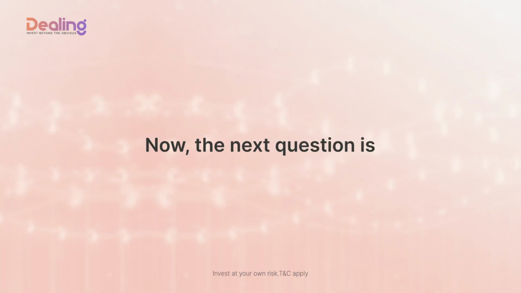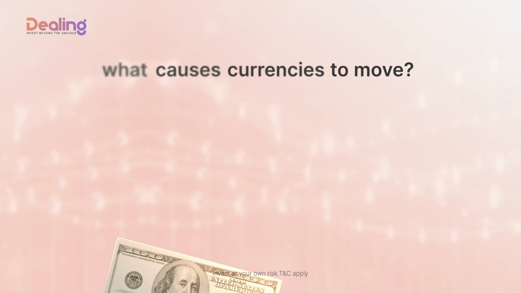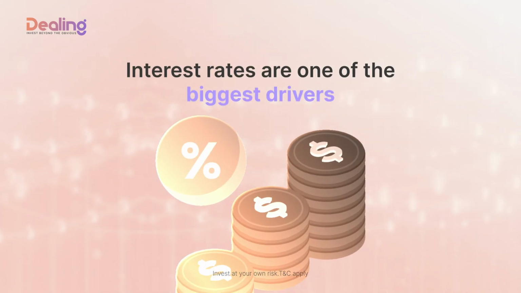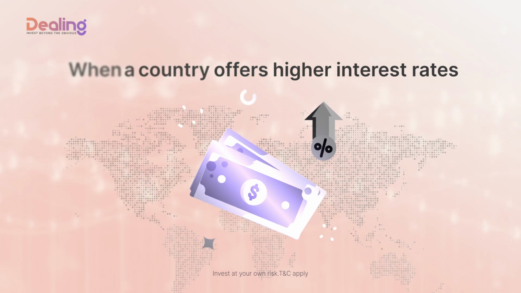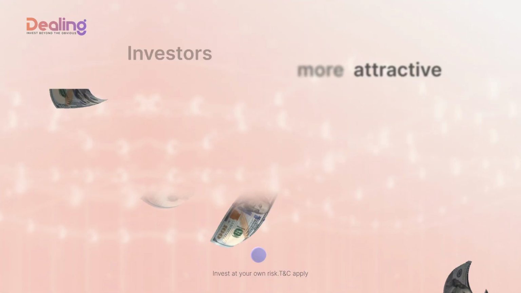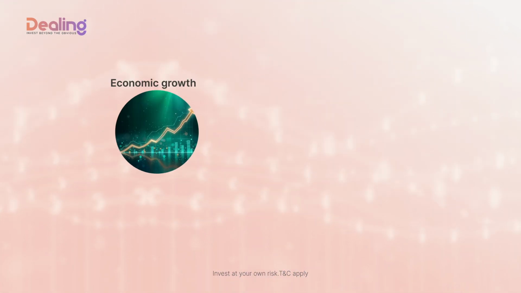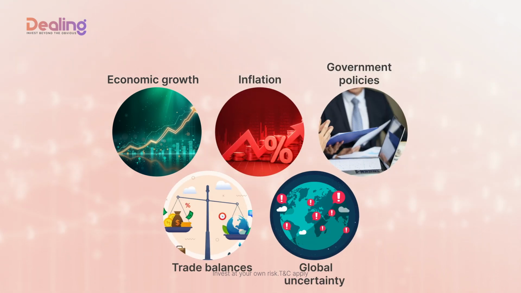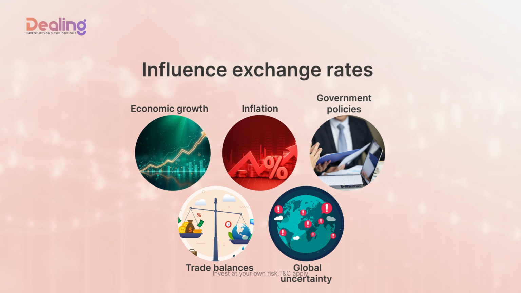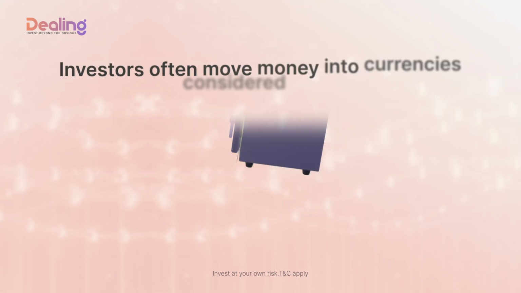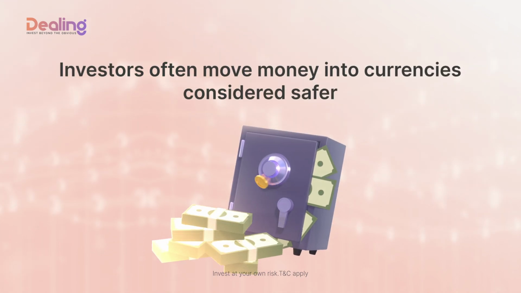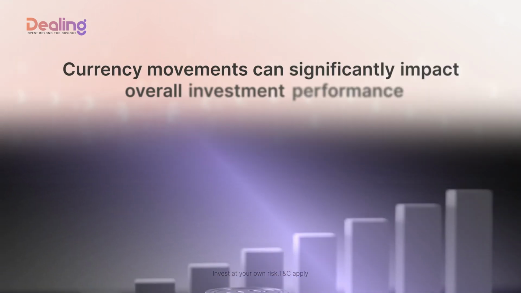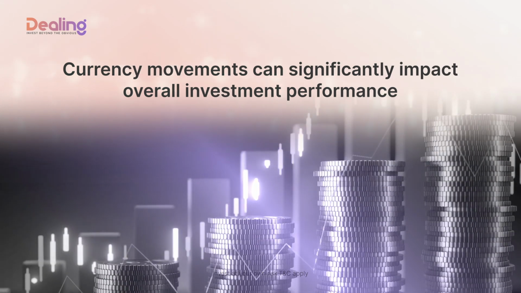Now, the next question is, what causes currencies to move? Several factors come into play. Interest rates are one of the biggest drivers. When a country offers higher interest rates, its currency can become more attractive because investors seek better returns. Economic growth, inflation, government policies, trade balances, and global uncertainty also influence exchange rates. During uncertain times, investors often move money into currencies considered safer, such as the US dollar. Over years and decades, these currency movements can create a meaningful difference in investment performance.